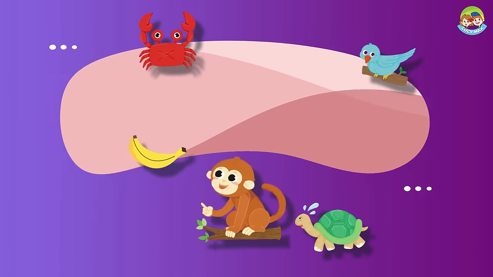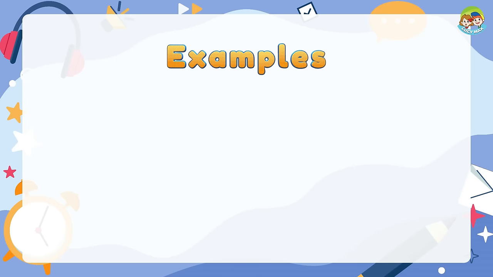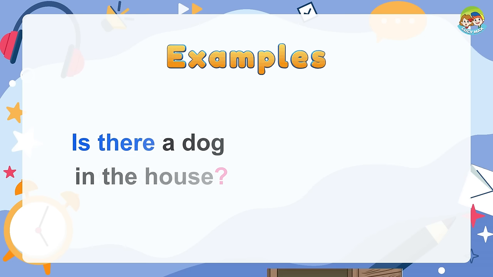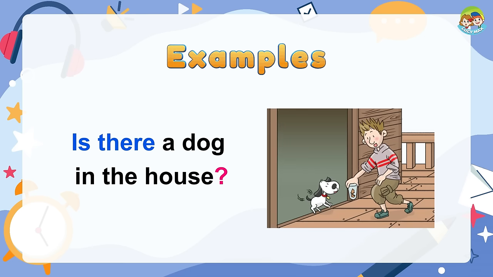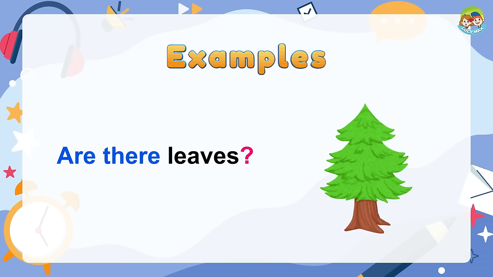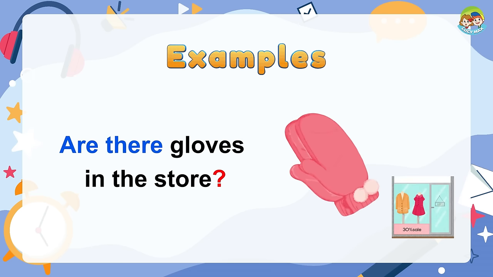Examples. Let's look at some examples. Is there a market? Is the be verb, and it's before there. It makes a question. Is there a dog in the house? Are there leaves? Are there gloves in the store?